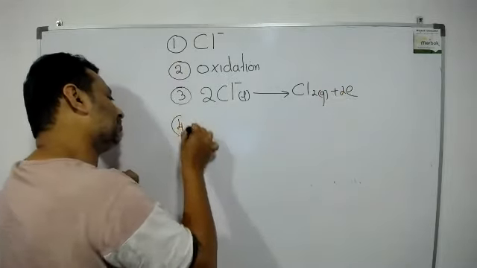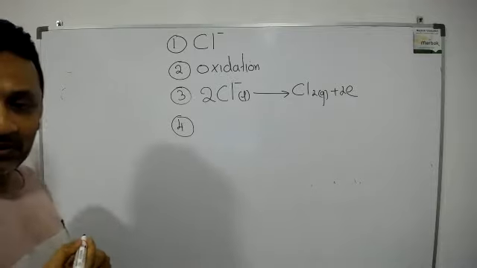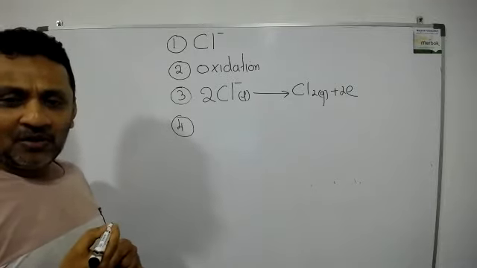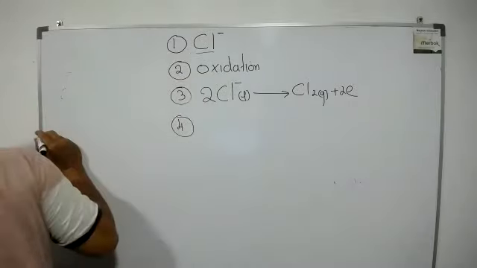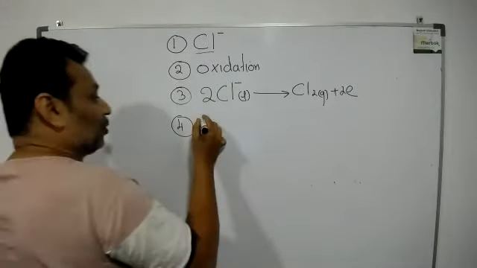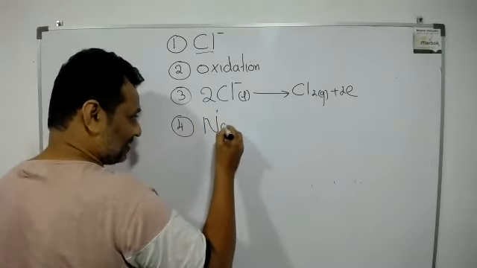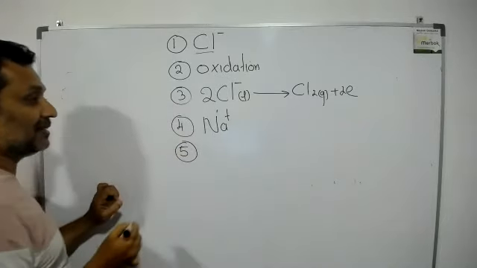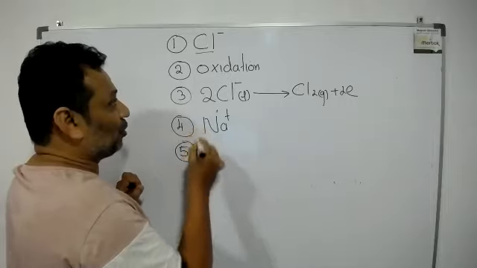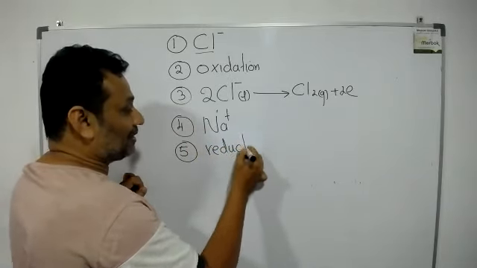Fourth one. What is the ion that travels to the negative pole? If you like, you can put the ion only, they are asking, right? What is the ion that travels to the negative pole? Na plus. State whether oxidation or reduction is taking place in the negative pole. Na plus is undergoing reduction.